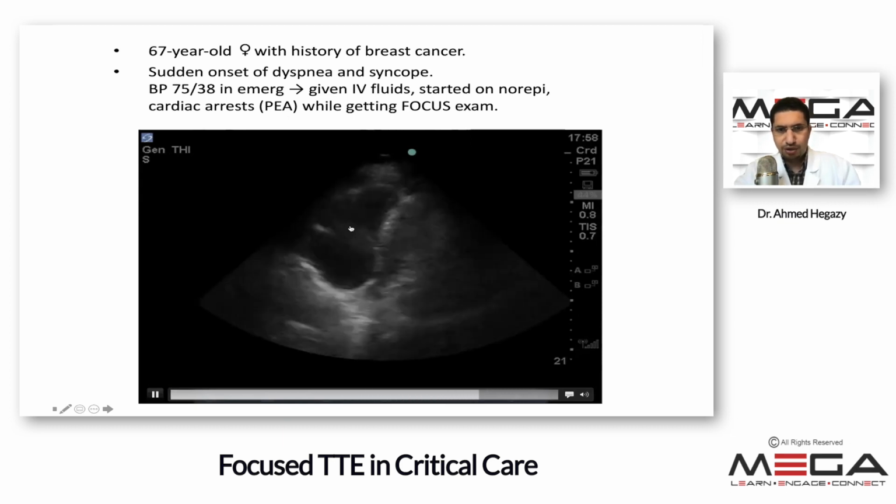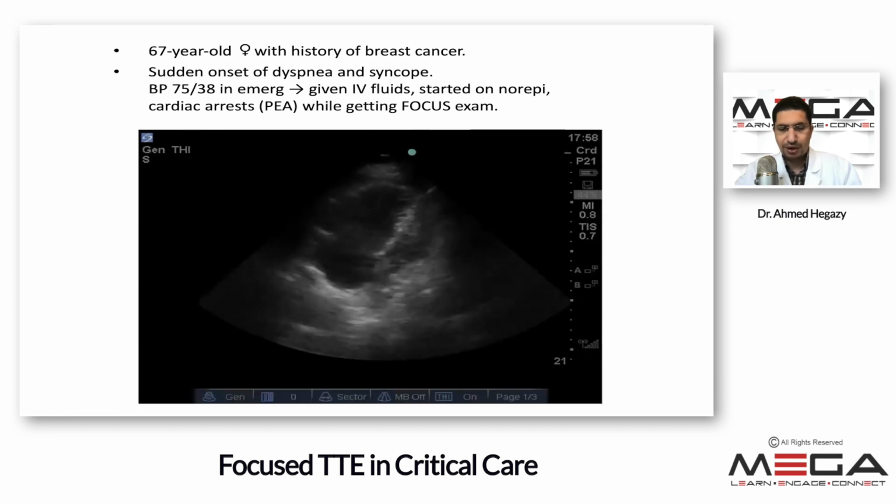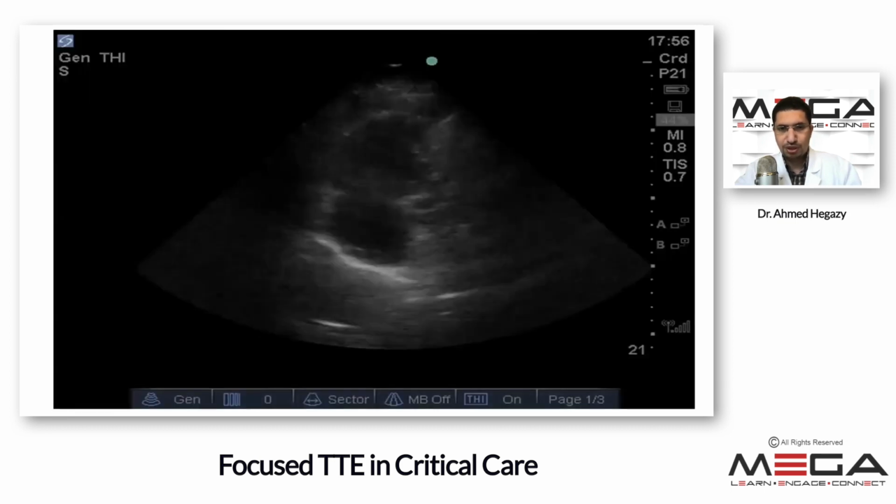You can see that the RV is huge. This is a severely enlarged RV, and there's a lot of septal shift to the left side. And so this patient had a big RV with a history of cancer and now arresting in PEA. This definitely looked to us like the patient arrested from a massive pulmonary embolism.